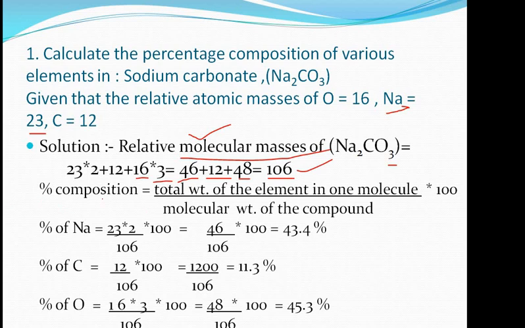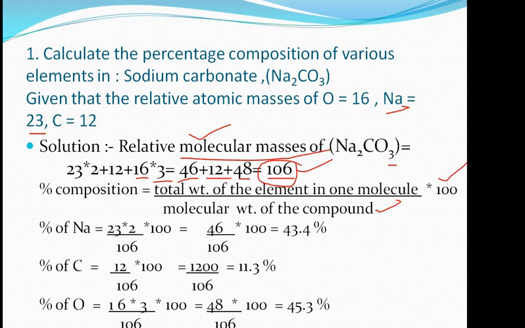What is the formula for the percentage composition? It is the total weight of the element in one molecule divided by the molecular weight of the compound, that is the total relative molecular mass of the compound, and its value in this case is 106. And because you need to calculate the percentage here, multiply it by 100.